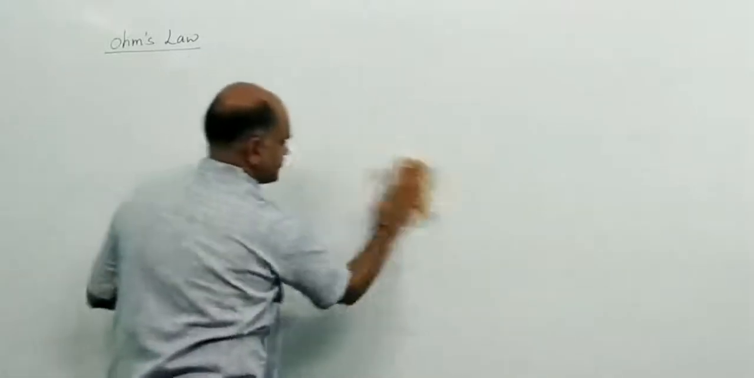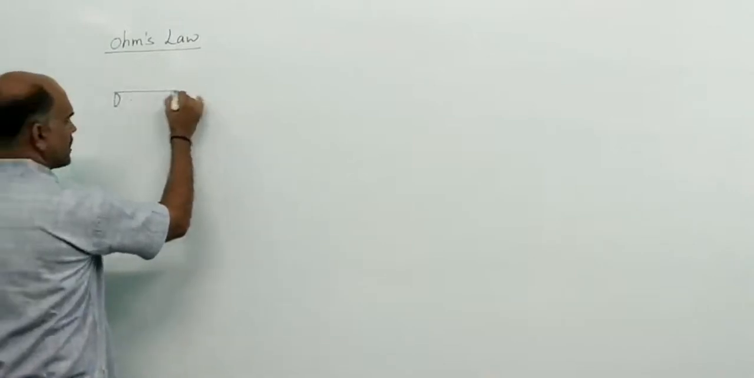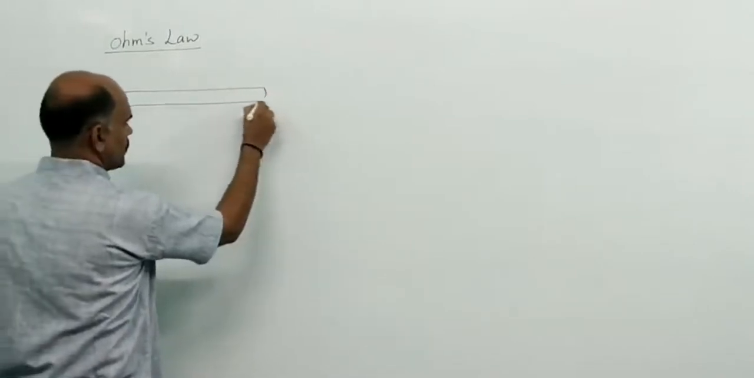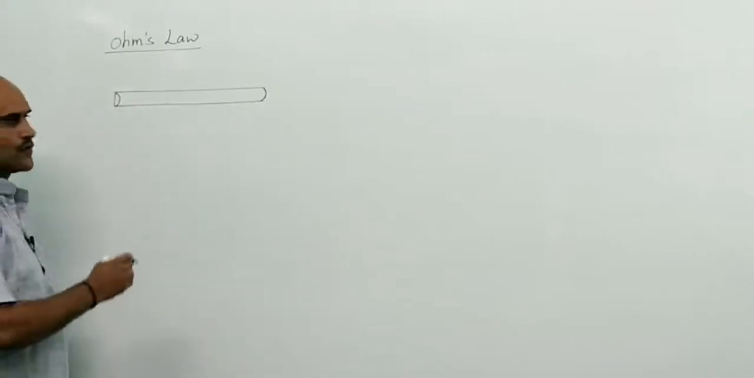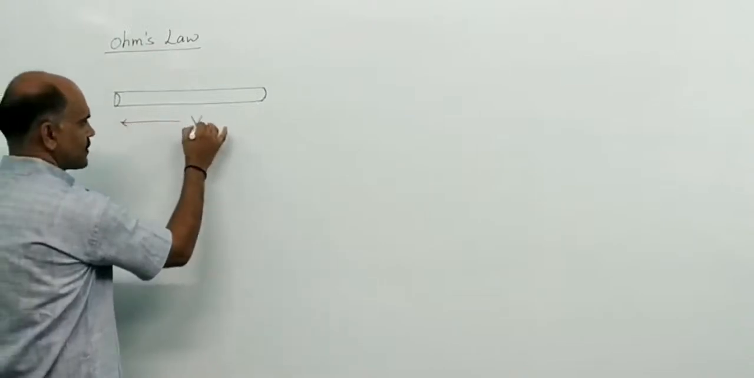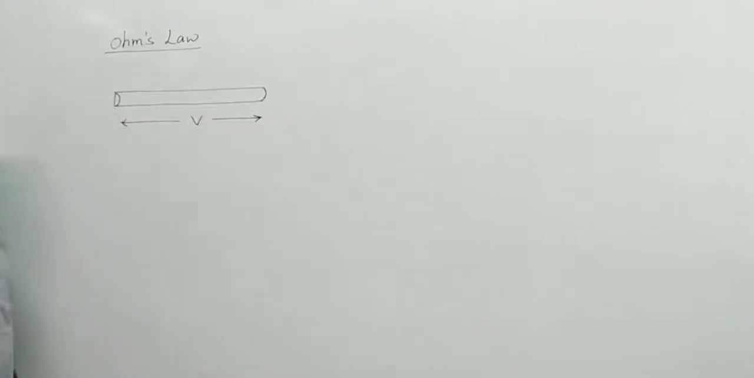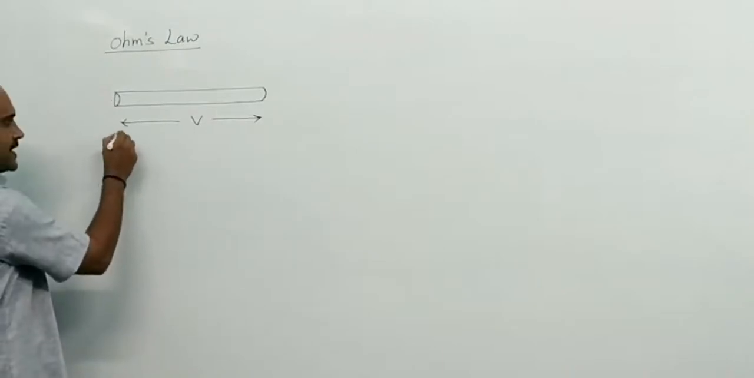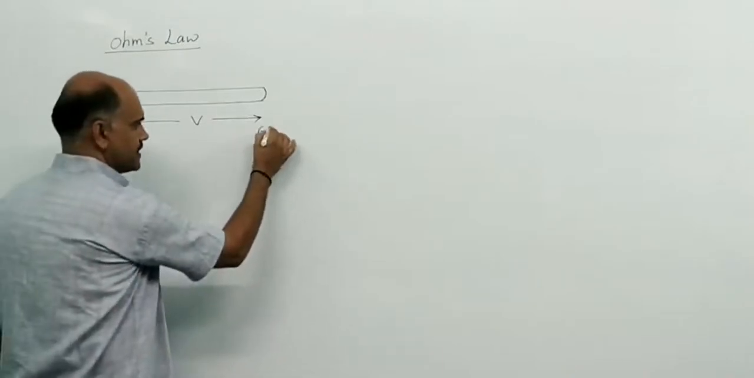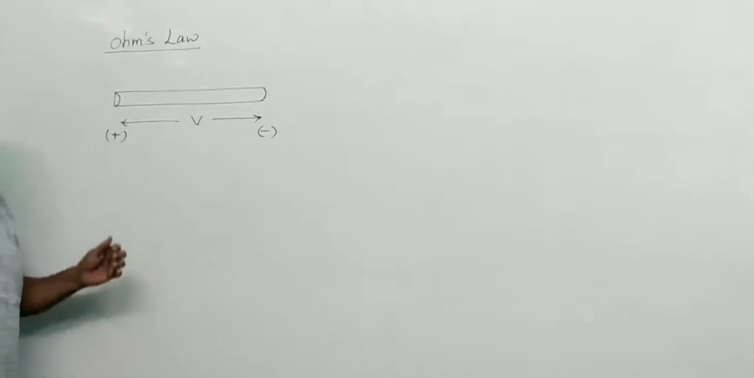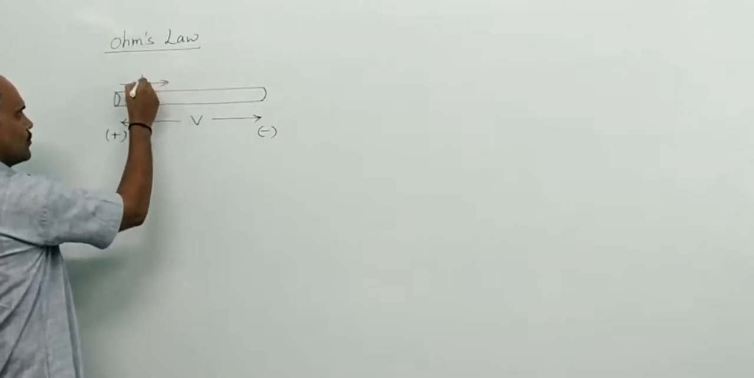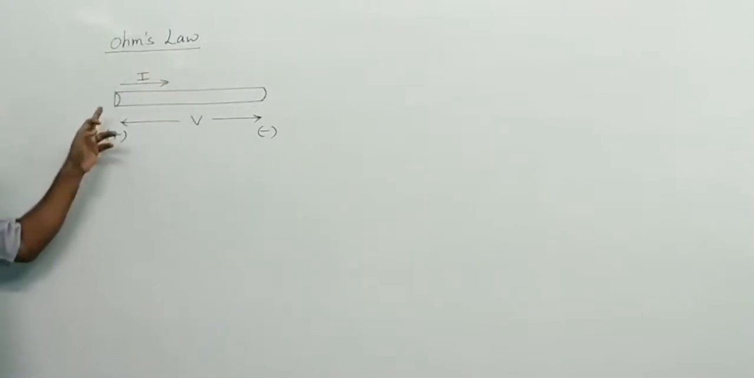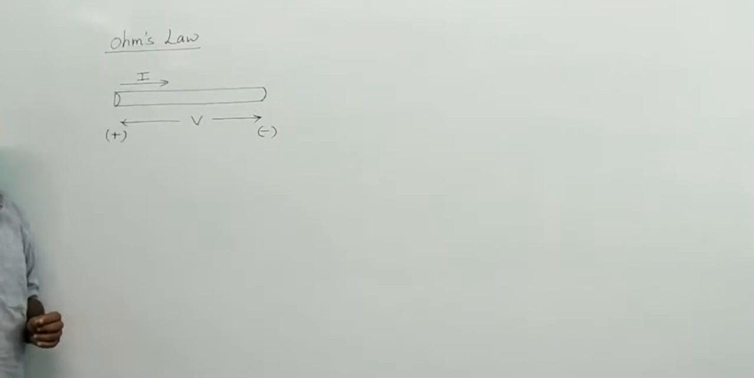Now suppose there is a conductor maintained at a potential difference of V. So the potential difference across this conductor is V. This end is at higher potential, this end is at lower potential. Current is flowing from higher potential to lower potential.